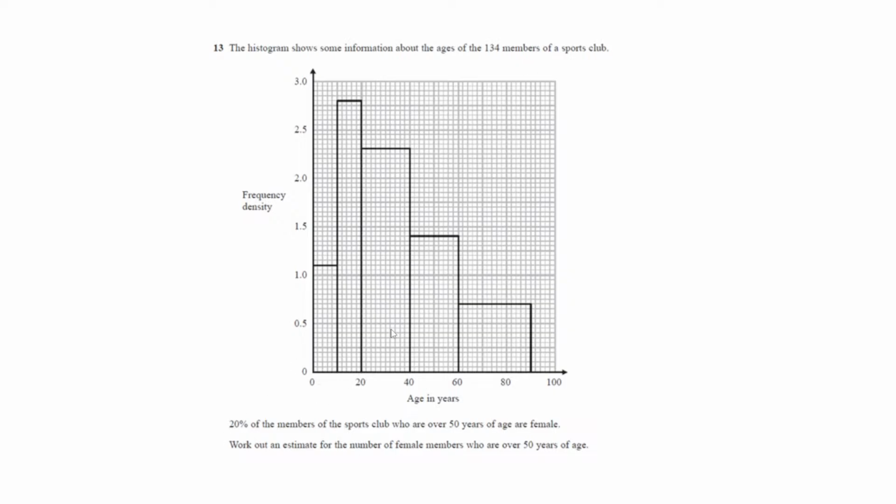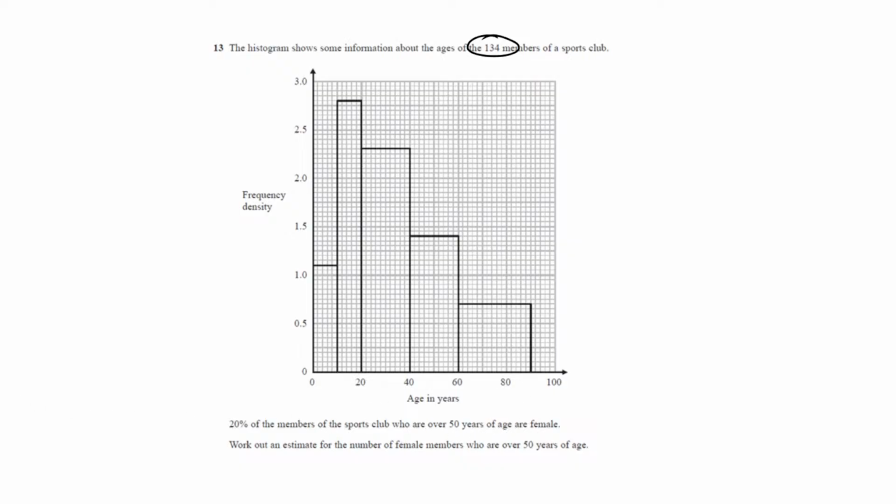Okay, so this histogram is representing 134 members, so that's obviously key information there, isn't it? That's the total frequency. 20% of the members of the sports club who are over 50 years of age are female. So that's then kind of more information.